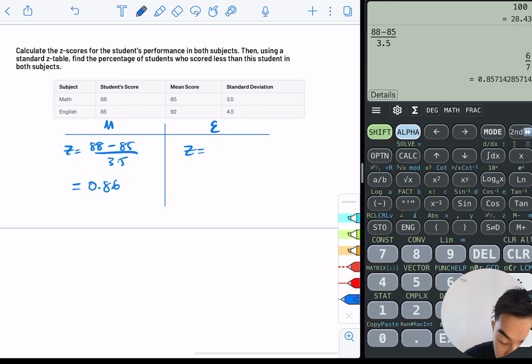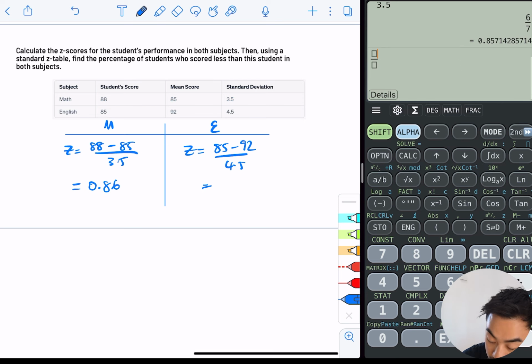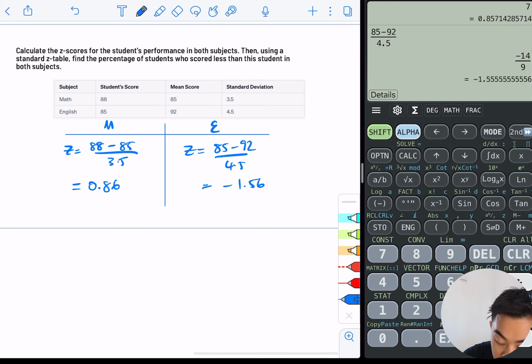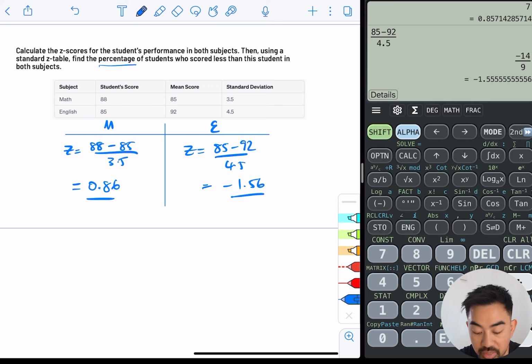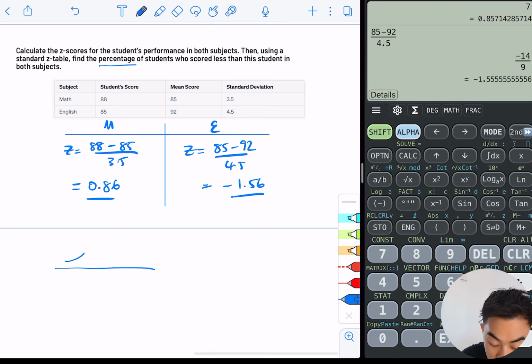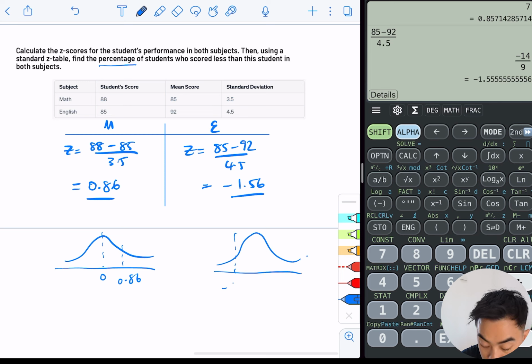For English, 85 minus 92 over 4.5. So that's minus 1.56, let's say. And we want to know the proportion or the percentage of students less than these results. Okay, so sometimes it helps just to visualize. Here we've got maths. If this is 0, this is 0.86. If this is English, we've got minus 1.56.